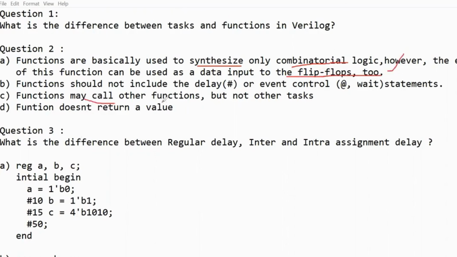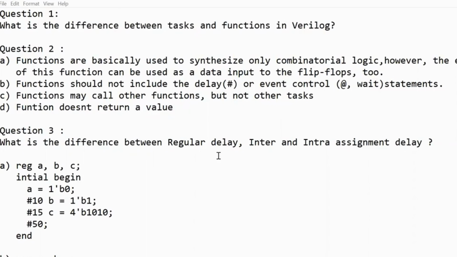And function may call other function but not task. Yes, true. So task can call other functions and also task, whereas functions cannot call other tasks. Okay, and function doesn't return a value. Is it true? No, ma'am. Function returns a value, right? So any doubts?